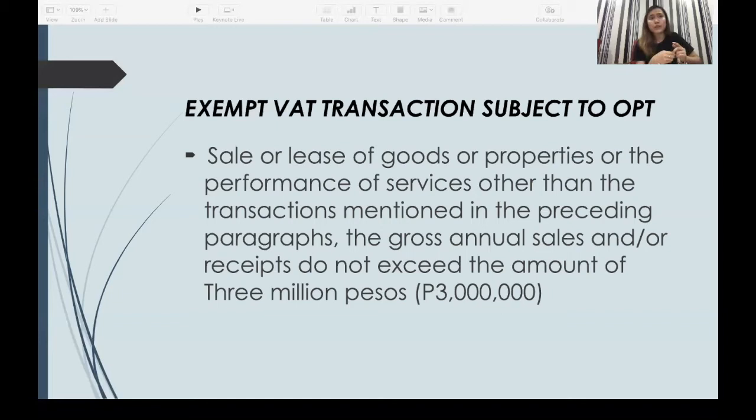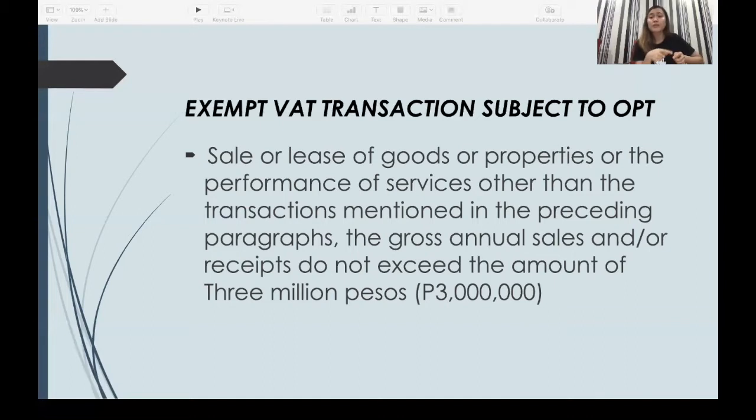However, if your total gross sales, hindi abot ng 3 million, then wala kang VAT. Provided also, hindi ka registered sa VAT system. Kasi, if you're registered sa VAT system, abot ka man 3 million or hindi, still, you're going to pay the value-added tax. Pero if yung reason lang ng pagiging tax exempt mo is hindi umabot ng 3 million, yung annual sales mo, then you are subject.